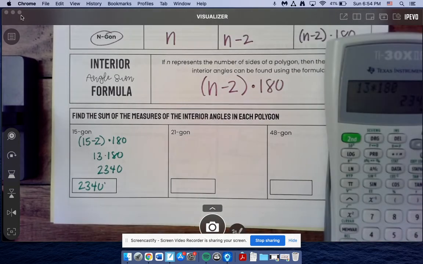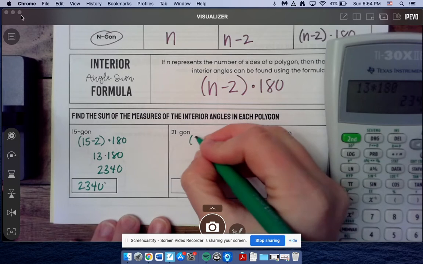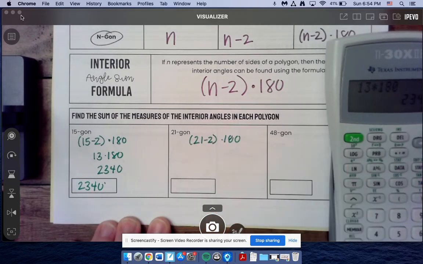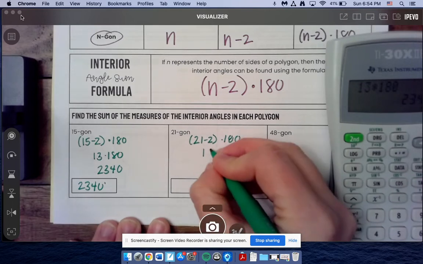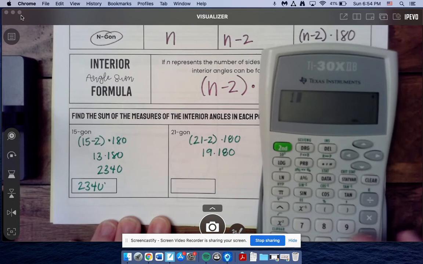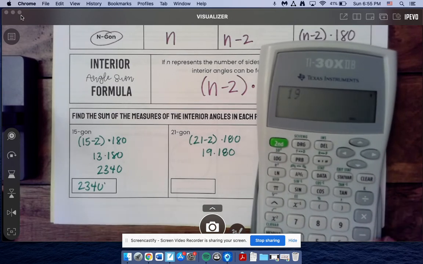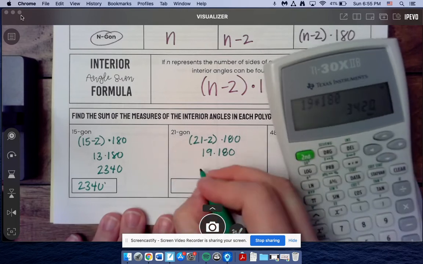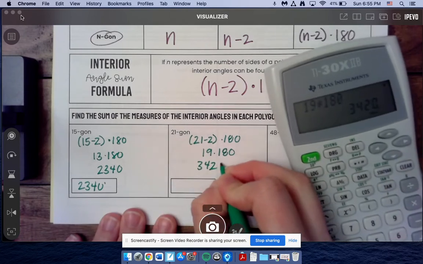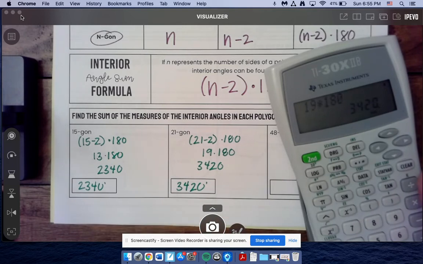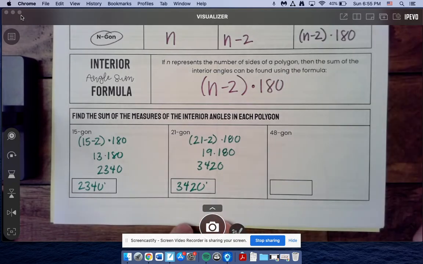All right, let's try a 21-gon. Same thing, plug in 21 for n. 21 minus 2 is 19. 19 times 180. Again, I don't know what these are off the top of my head either. I have to use a calculator. 3,420. So again, a 21-sided figure has 3,420 degrees in it.